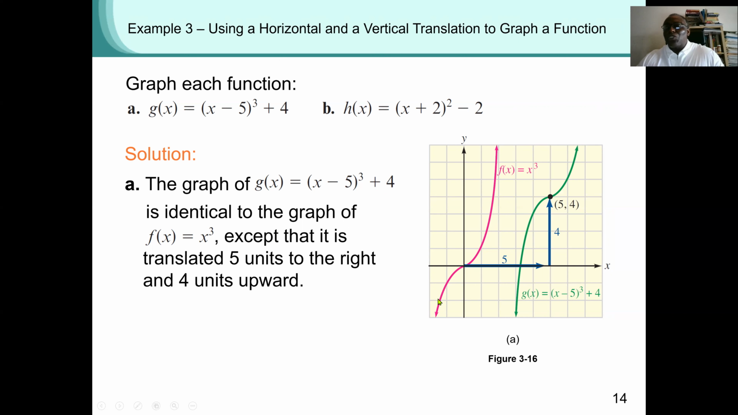So we have our original function f at x equal to x cubed. It will curve in the center at the origin where x and y equal 0. But now, since we have minus 5, we are going to translate it 5 units to the right. And also we have plus 4, and plus 4 outside the parentheses is going to translate vertically 4 units. So instead of the center at 0, 0, the center will be at 5 and 4, positive 5 and 4.